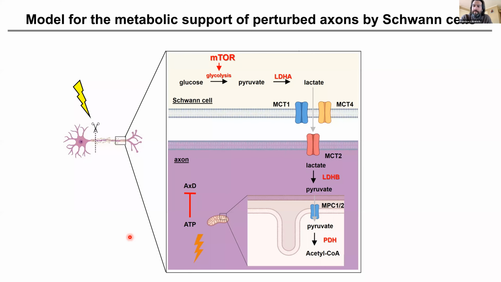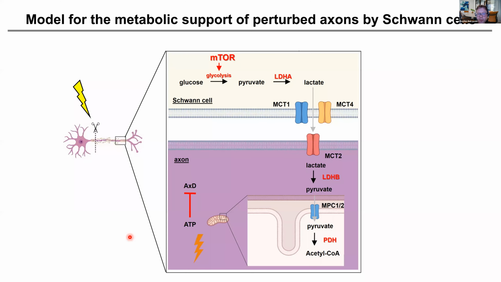Yeah, the question about Remak bundles, unmyelinated axons, it's very interesting. We did not look specifically into Remak bundles, but what I can tell you from earlier studies that we have performed is that in Wallerian degeneration, somehow the small diameter axons degenerate faster than the larger axons that are myelinated. So I showed you that in Wallerian degeneration, the axon breakdown starts at about 40 hours.